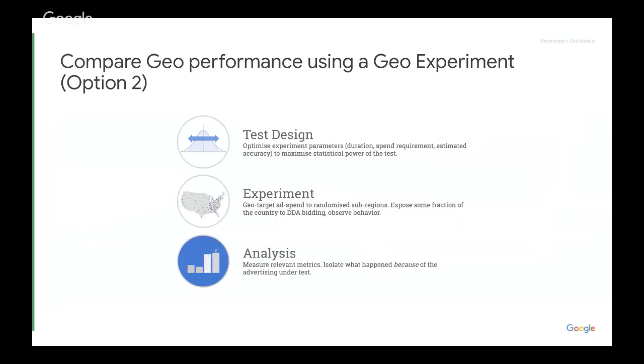And obviously a geo experiment is quite a big undertaking. So if possible, I would recommend maybe sticking to the pre-post test if, as Constantin mentioned, your activity is reasonably consistent. There aren't any major volume spikes or there isn't too much seasonality. Option one would probably be preferred.